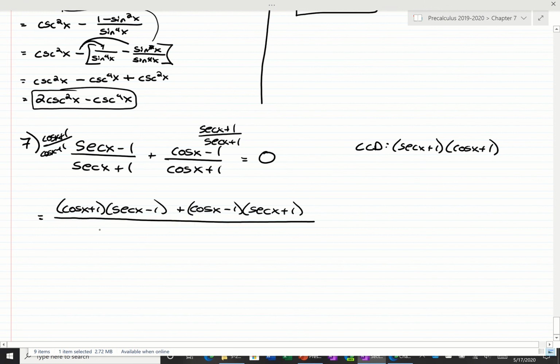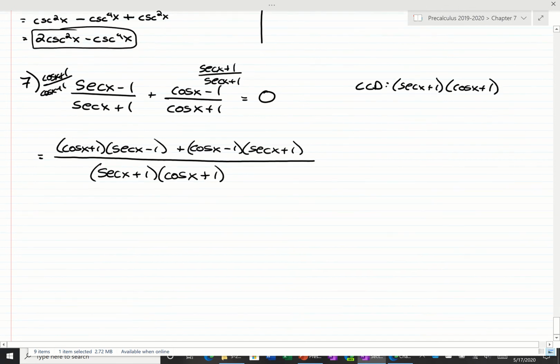And remember, it's supposed to equal 0. So what makes a fraction equal 0? If the top is equal to 0. So let's see what the top turns into. I'm just going to go ahead and FOIL everything.